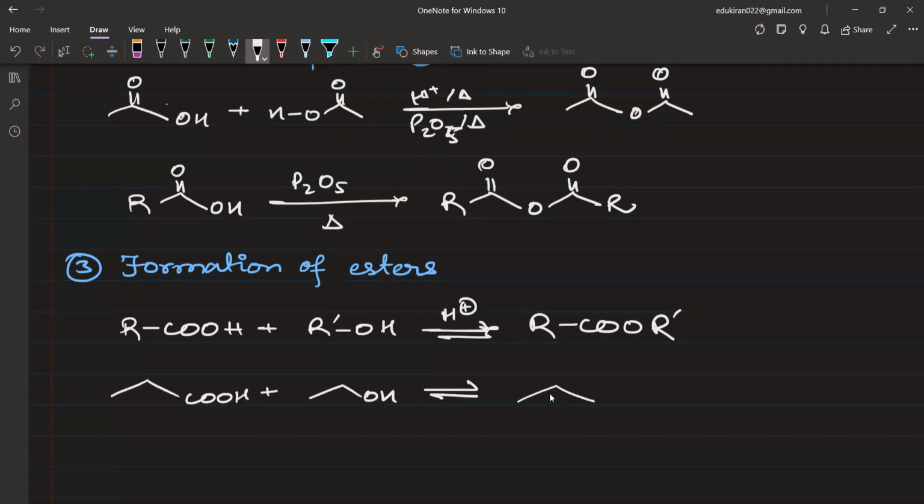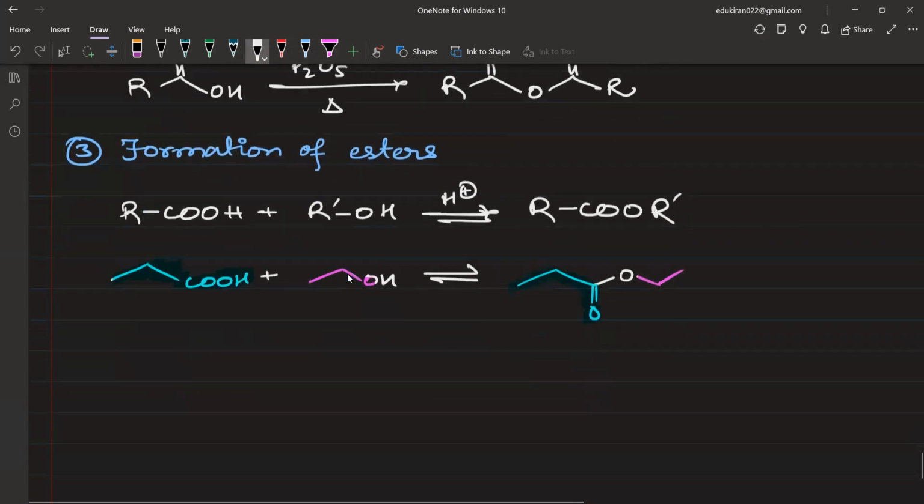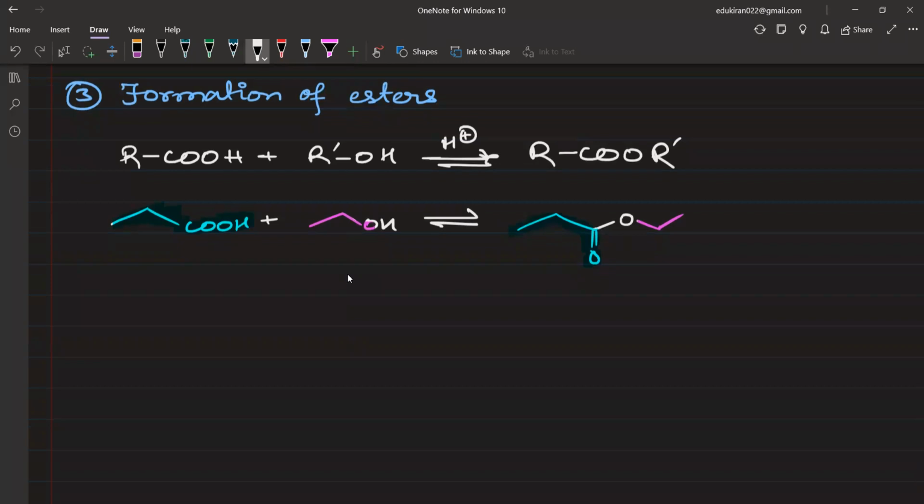Then in this case, you will get 1, 2, 3 carbon atoms with a double bond O, followed by oxygen, and then followed by the 2 carbons of ethanol. Okay, so this is the 3 carbon atom, and then here you have this. So these are the 2 carbon atoms of the ethanol. So alcohol and carboxylic acid, they form esters.